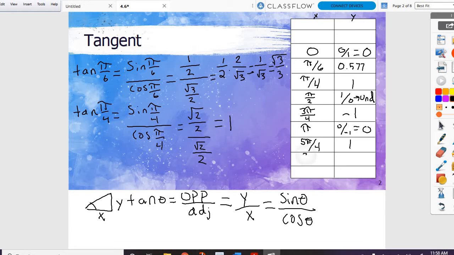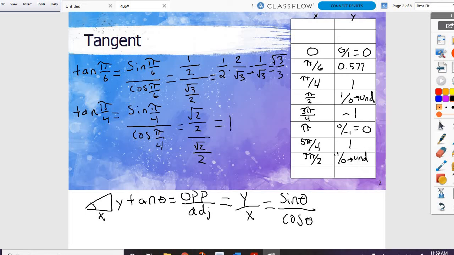Then we have 3 pi over 2. Which again is going to be very similar. The only difference this time is that sine will be at its minimum now, so it would be at negative 1. But cosine is still at 0, which means that at 3 pi over 2 tangent is what? Undefined again.